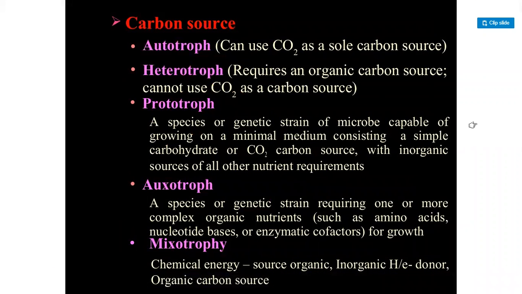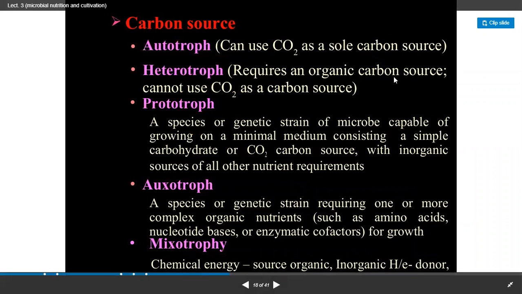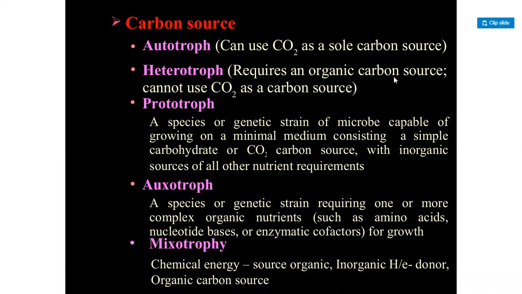Carbon sources: the autotrophs use carbon dioxide, heterotrophs use organic carbon. They do not use CO2. They use carbon sources such as the fungi use the soil, dead animals, dead particles, dead microorganisms. So that is the organic carbon source, and they are known as the heterotrophs.